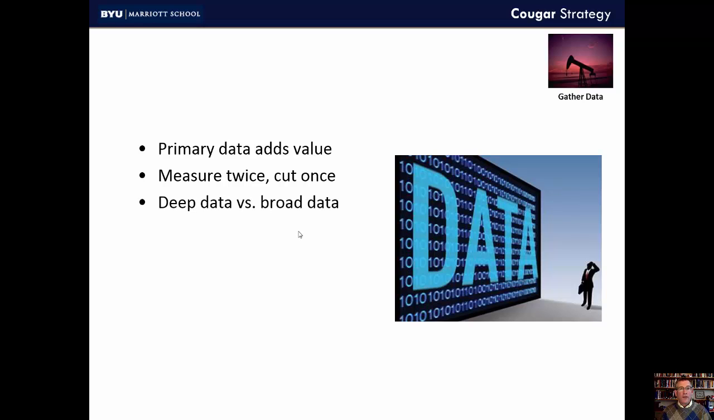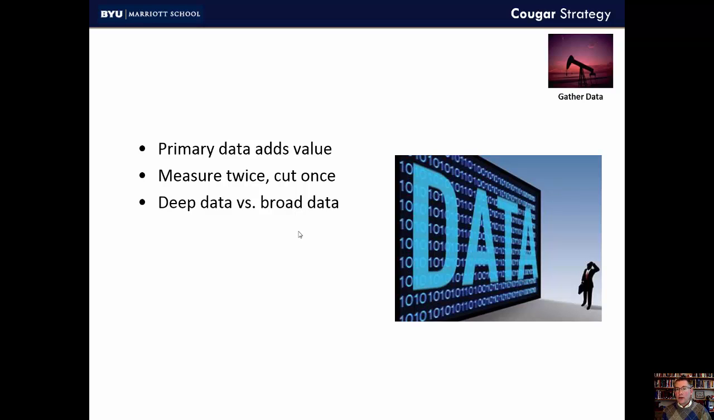Are you going to go for deep data? So interviewing 10 employees to get deep and rich responses, or are you going to put out a survey to 400 or 500 employees where you might get 1 to 5 responses for 3 to 5 questions? Both types of data have their advantages and have their role to play, but you need to be explicit about whether you want deep data or broad data.